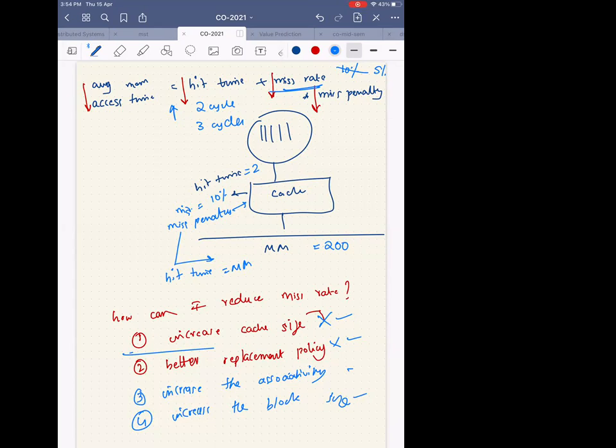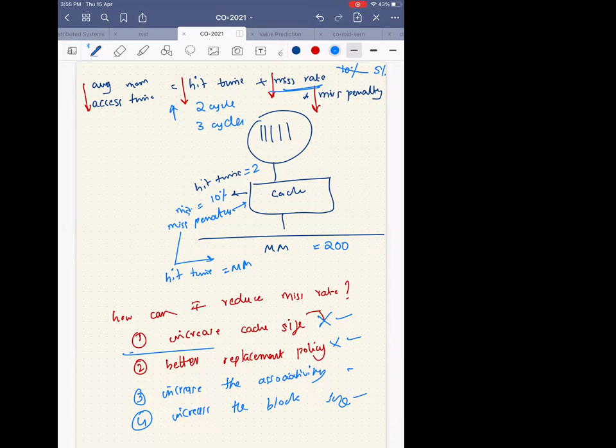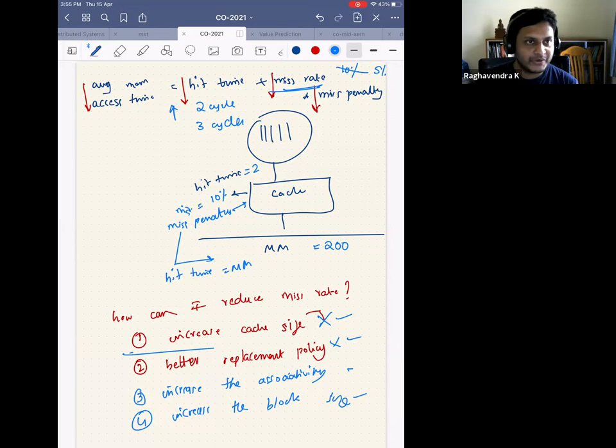Sir, if miss penalty is very high, then I think it can work. If the miss penalty is, yes, excellent. Who told this answer? Oh, sorry. Who said this answer? Aditya, sir. Yeah. Oh, okay. I think today I'm not able to register anybody's name.